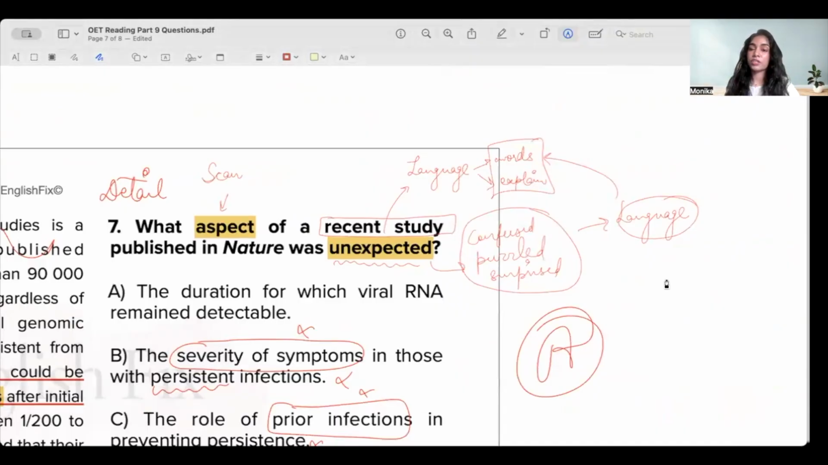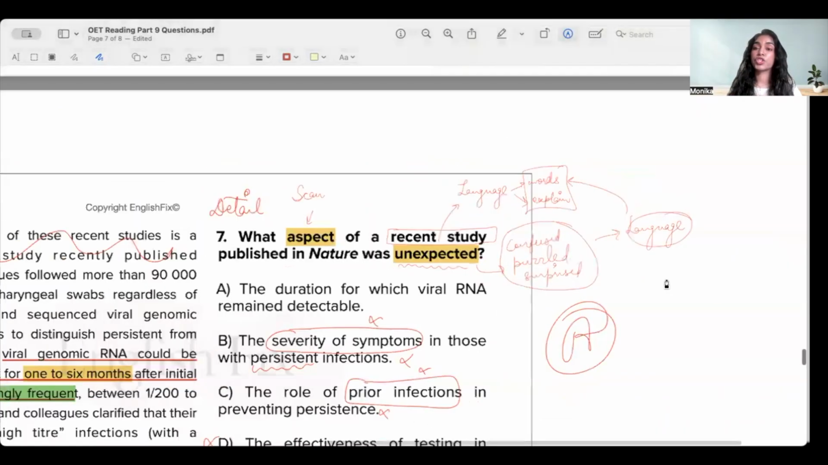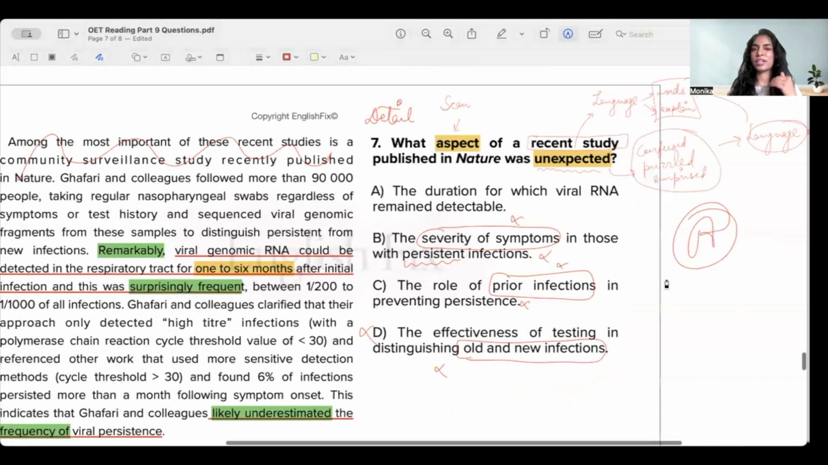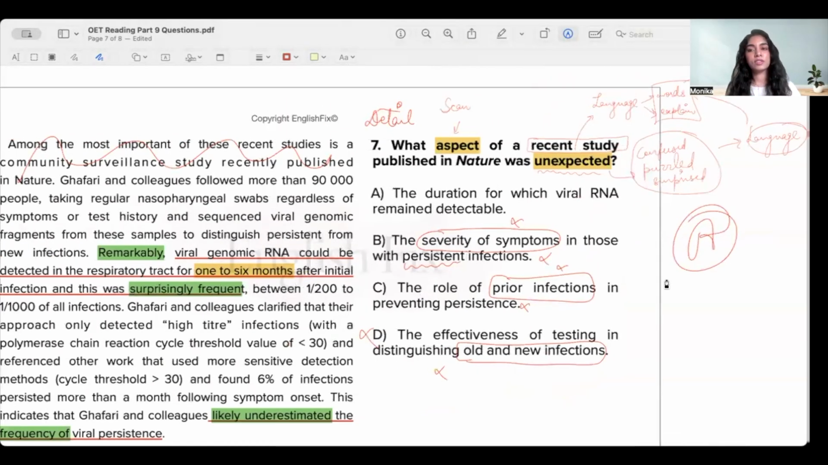When you come back to your answer choices, eliminate. Then select the right answer, and you will be 100% sure that yes, my answer is actually correct because I've eliminated the other ones. And that's how you answer this question.